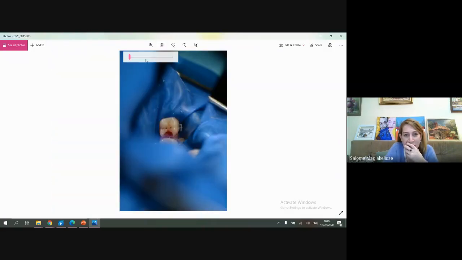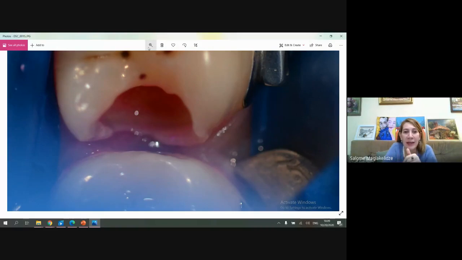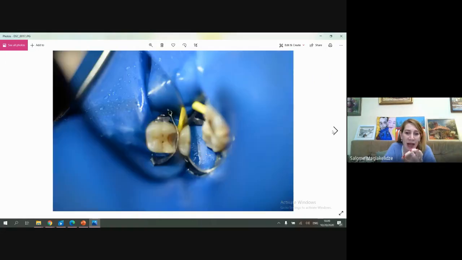Now, as I already showed you in the last lecture too, I always do the dyeing, because if I don't dye it, I might miss something somewhere. And actually, I already knew here that I needed to go deeper, but I still do my dyeing just to be clear.